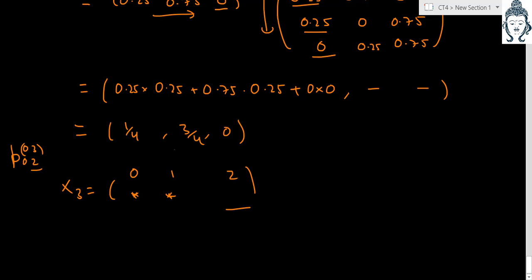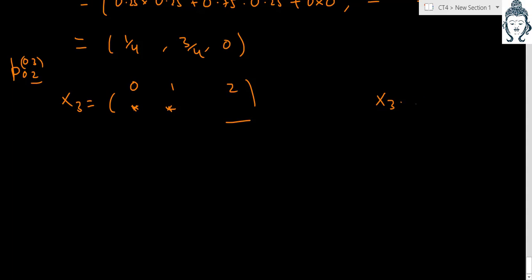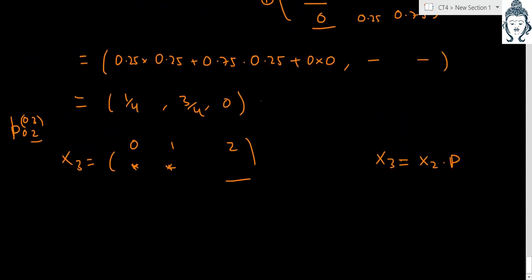Okay, so if I want to calculate x3, it would be x2 into P, and we just need to calculate the third column, the final value. So if you just multiply this row with the third column of the matrix P, you'll get the value 9 by 16, which is your answer for P 0 to 2 from time 0 to 3, right?